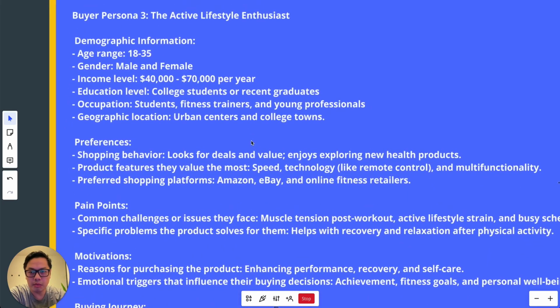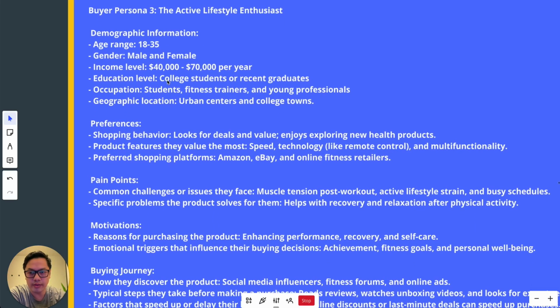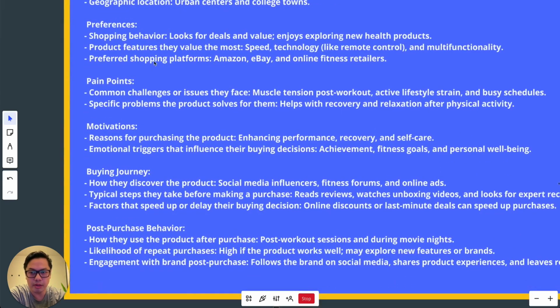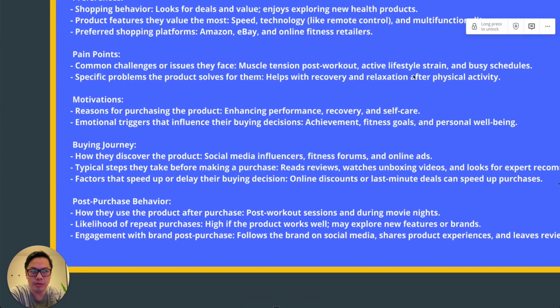Okay, and then buyer persona number 3, we have the active lifestyle enthusiast, so 18 to 35. So this is a younger group, male and female. Muscle tension post-workout. So this would be fitness, this would be lifestyle. Those that have busy schedules, helps with recovery and relaxation after physical activity. Enhancing performance, recovery, and self-care, achievement.